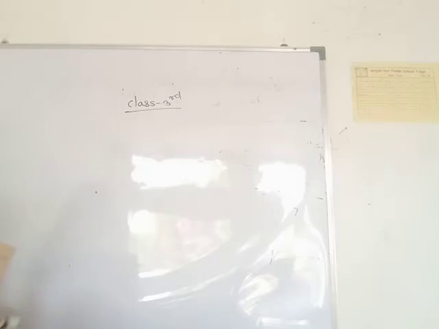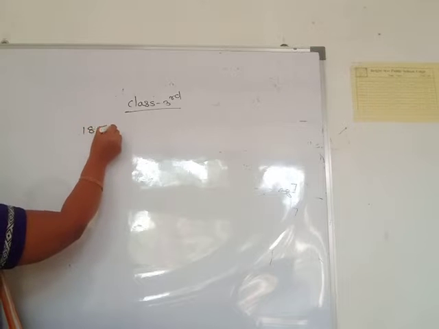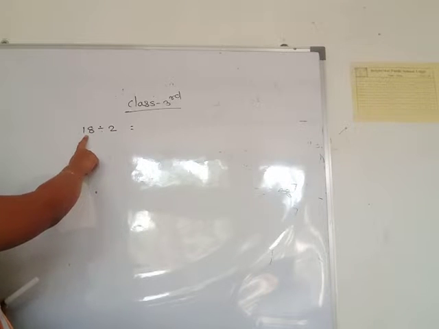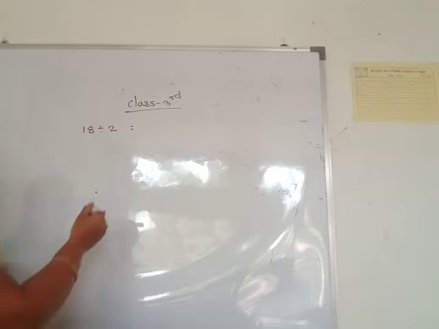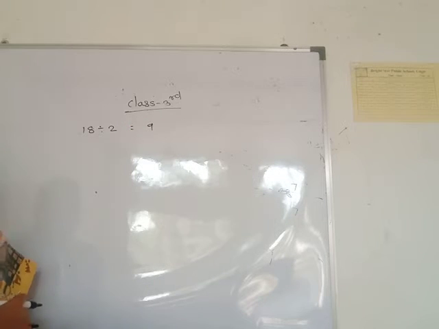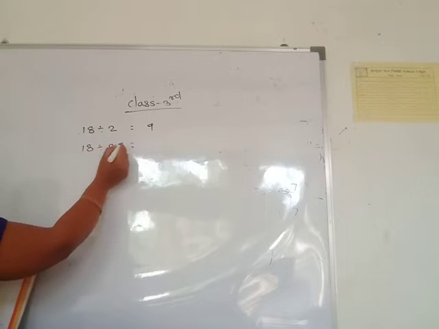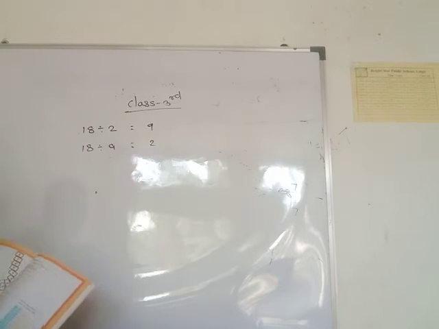See here, division is given: 18 divided by 2. Then you write the answer 9 directly. Count this 2 times table up to 18. 2 9s are 18, so you write answer 9. Then see here again, one division: 18 divided by 9. 9 2s are 18. Then you write answer 2.